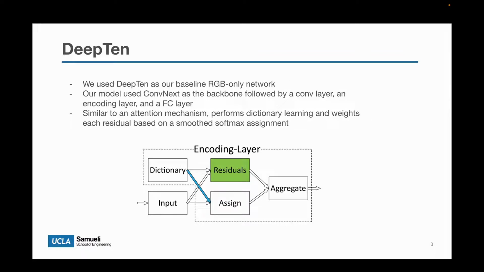First, we use Deep10 as our baseline image-only network. Our model used Convex as the backbone, followed by a convolutional layer, then an encoding layer, and finally a fully connected layer for prediction. This encoding layer is similar to an attention mechanism, as it performs dictionary learning and weights each residual compared to the dictionary keys based on a smooth softmax assignment.